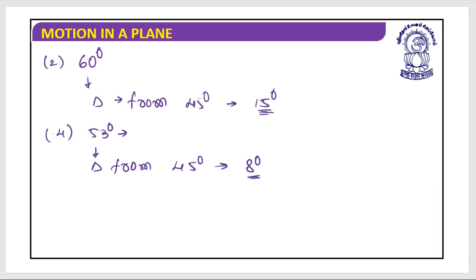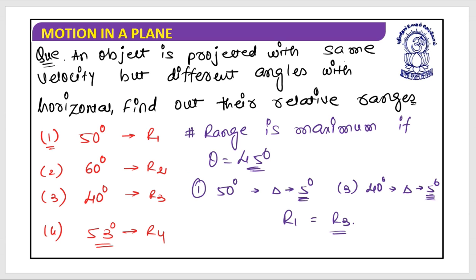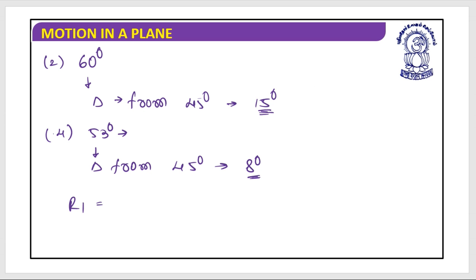So what I can know is that R1 and R3 have the maximum range, R1 equals R3. Then R4 would be next, and the least is R2. This is in decreasing order, a descending order, highest first and least last. I hope this is clear.